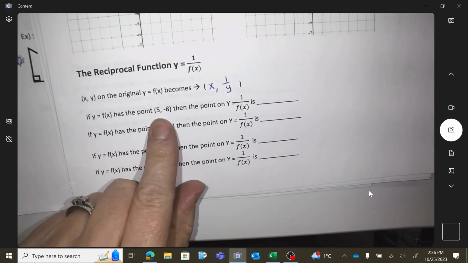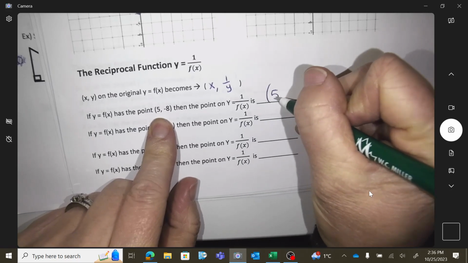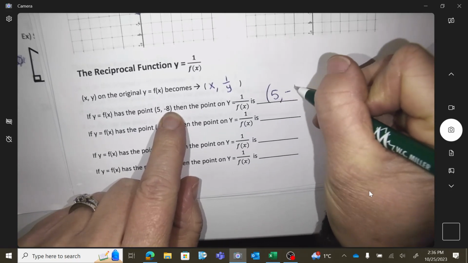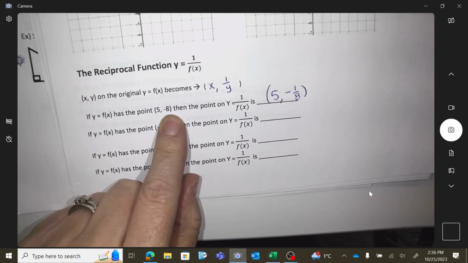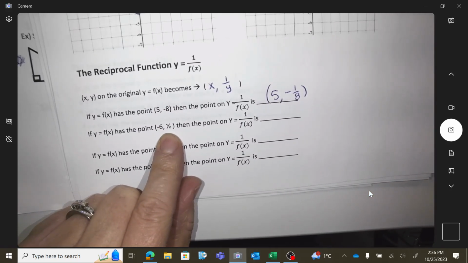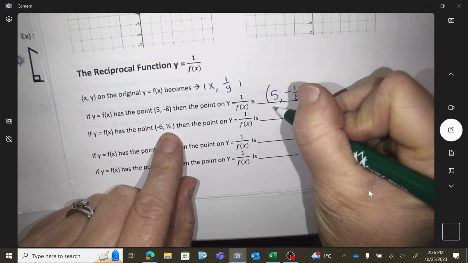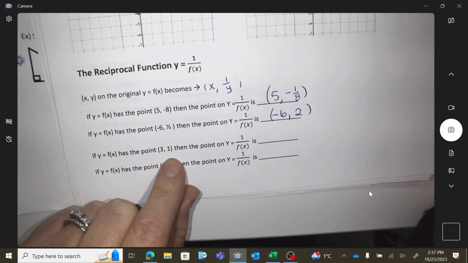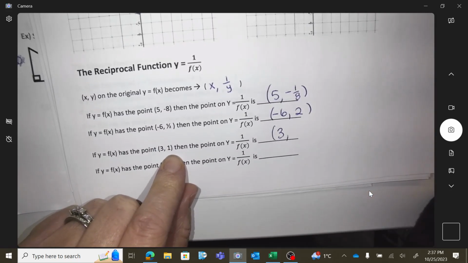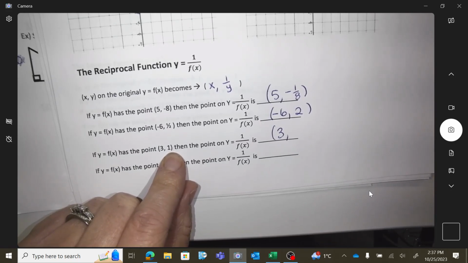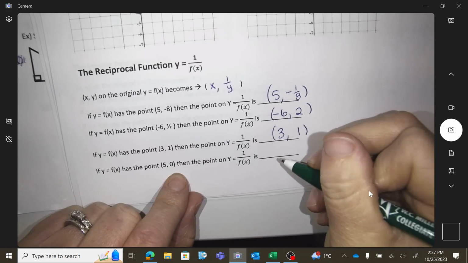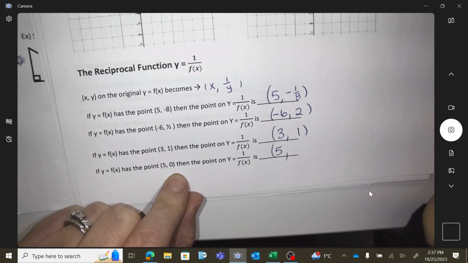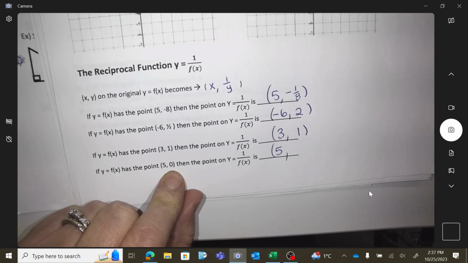Okay, so if this is a point, the new point would be 5 comma negative 1/8. The new point would be negative 6 comma. What happens if that flips around? What do you get if you flip 1/2? 2. 3 comma. What do you get if you flip 1 around? 1. 5 comma. What do you get if you flip 0 around?